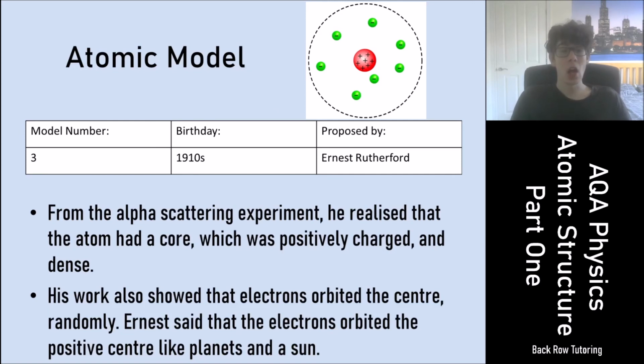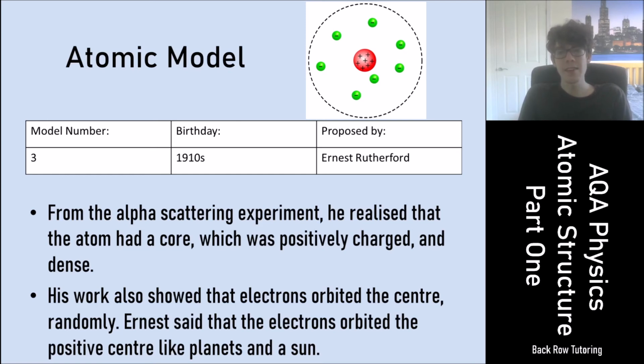Next came along the atomic model, and Ernest Rutherford, the person who did the alpha scattering experiment, proposed this. The birthday of this model was the 1910s, and this is obviously model number 3. From the alpha scattering experiment, he realised that the atom had a core, which was positively charged and dense. His work also showed that electrons orbited the centre, randomly. Ernest said that the electrons orbited the positive centre like planets and a sun.